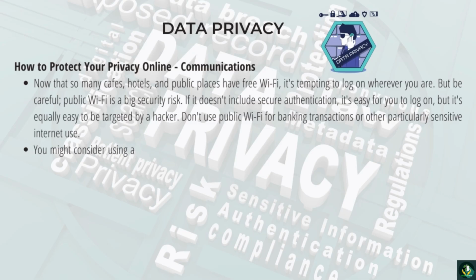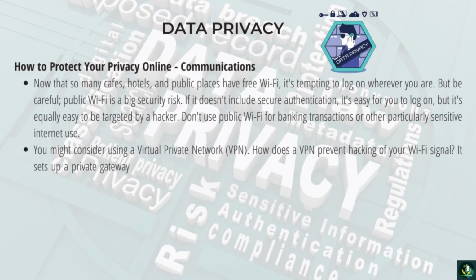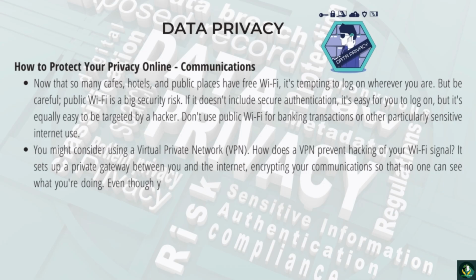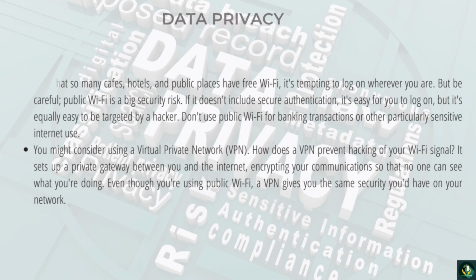You might consider using a virtual private network or VPN. How does a VPN prevent hacking of your Wi-Fi signal? It sets up a private gateway between you and the Internet, encrypting your communications so that no one can see what you're doing. Even though you're using public Wi-Fi, a VPN gives you the same security you'd have on your network.